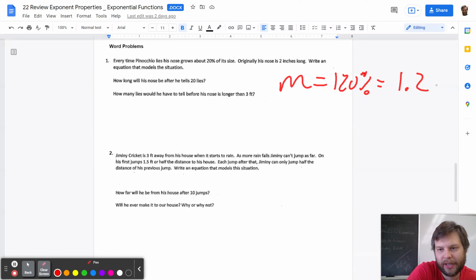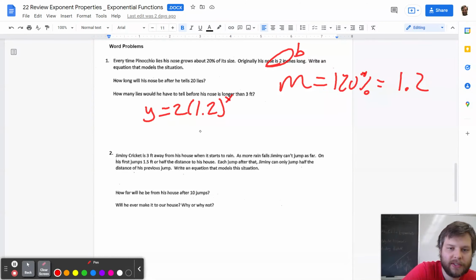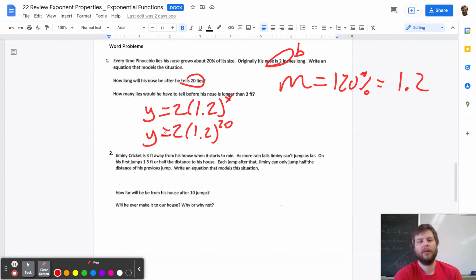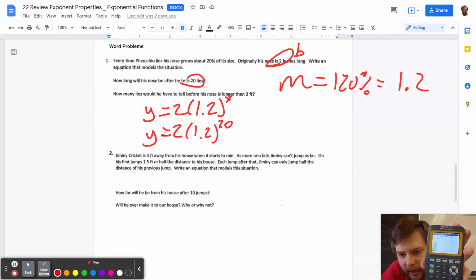If I wanted to make it a fraction, I could, but in this case, it's easier to keep it as a decimal. And originally his nose is 2 inches long, so that's the b. So the equation is y equals 2 times 1.2 raised to the x. For 20 lies, then, I just have to replace the letter x with 20. And to figure out when it'll be longer than 3 feet, that's when I would use my good friend the calculator here and just type in 2 times 1.2 raised to the x, like that.